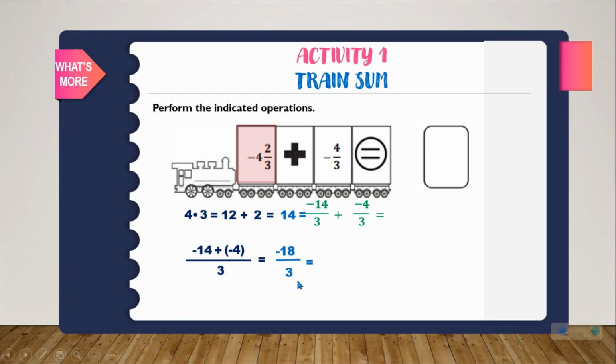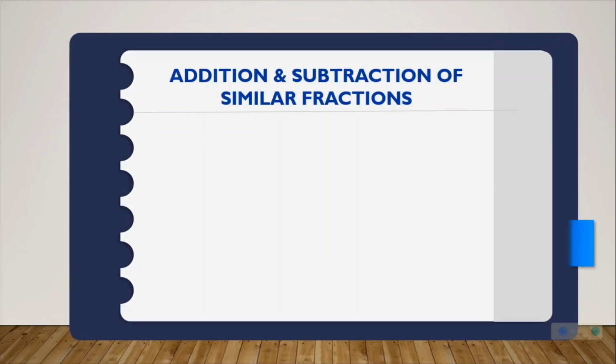Since, di ba sabi ko sa inyo, kung pwede namang ipang-divide yung pinakamaliit na number dun sa kapartner niyang number, gawin na natin katulad dito. 18 divided by 3, that is 6. Since negative and positive, magkaiba na sign, the answer is negative 6. Next.